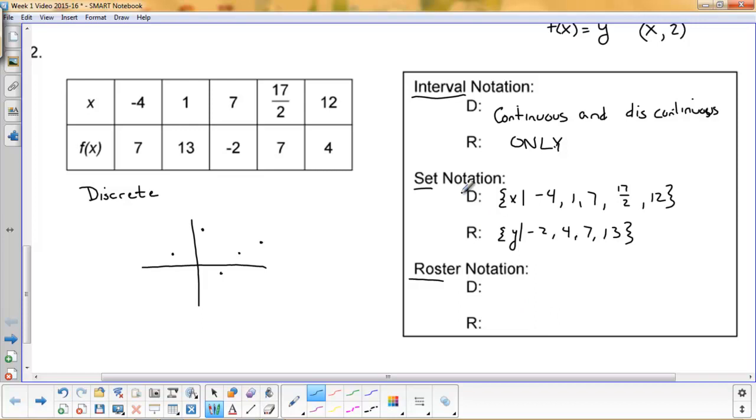Now, the only difference between set and roster notation is that in roster notation, we do not have to define the values x and y. So it's -4, 1, 7, 17 halves, and 12. -2, 4, 7, and 13. Pretty straightforward so far. Remember, we're determining the difference between the types of functions that you will see this year, as well as the types of notations that you're going to express their domains and ranges in.